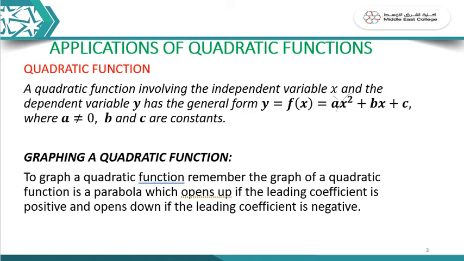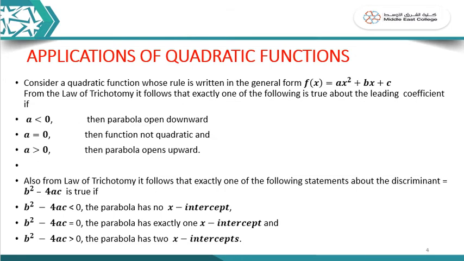If a is equal to 0, this term will go to 0, so y will be equal to bx plus c. This we call a linear. So a should not be equal to 0, and also b and c are constants. Okay, now we have to know that this graph is called a parabola.